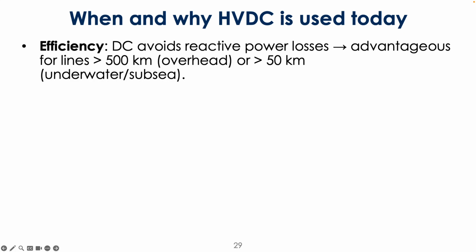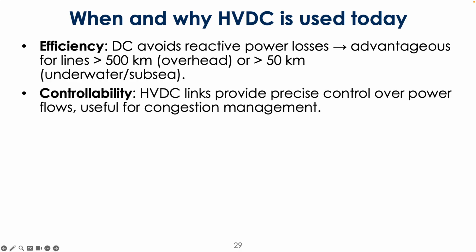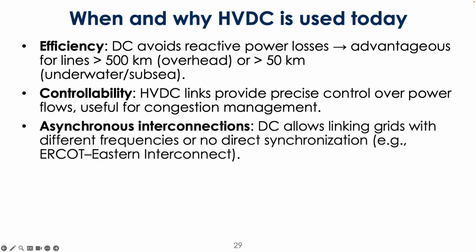From an efficiency perspective, DC avoids reactive power losses, which is advantageous for lines at certain lengths. You get better or more precise control over power flows, which can be useful. So DC allows you to link. This is the way that we can connect grids that are not synced up.